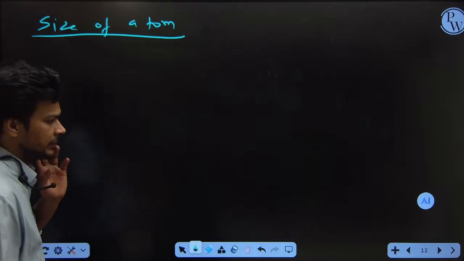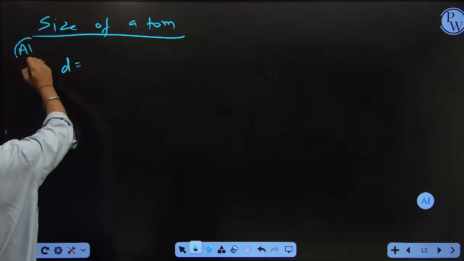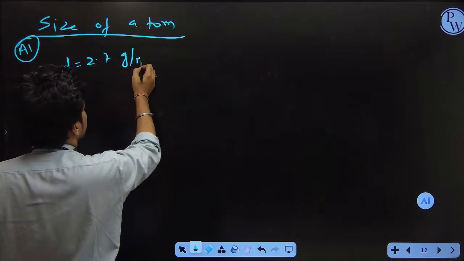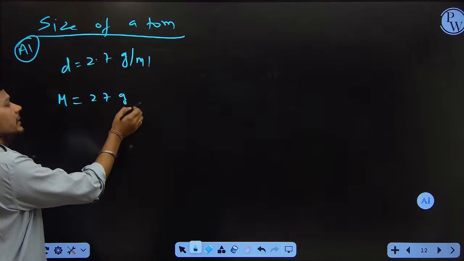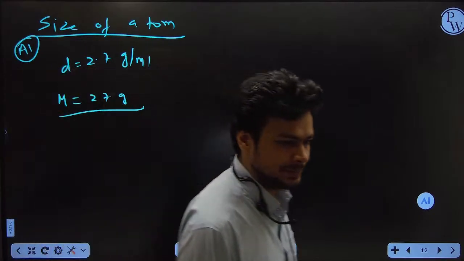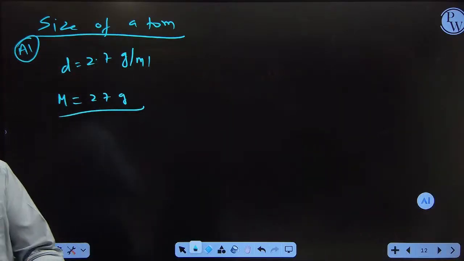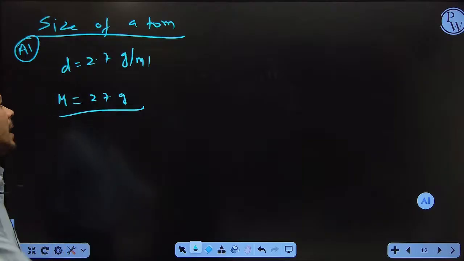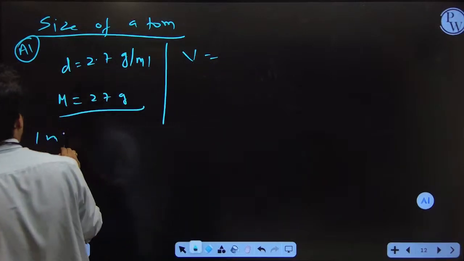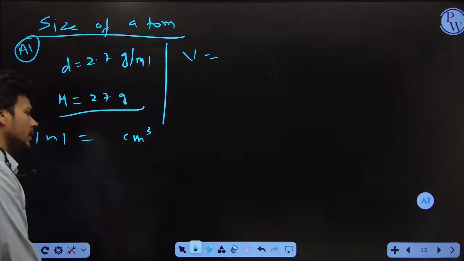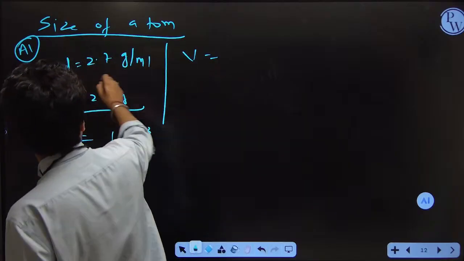First is the size of the atom. For this, the element we take is aluminium, and you will understand why. The density of this is 2.7 gram per ml, and the molar mass is 27 gram. If we have these two data, we can get the radius of the atom. You understand how? What is the molar volume? By the way, 1 ml in centimeter cube, what is the relationship? 1 ml is how many centimeter cube? 1.